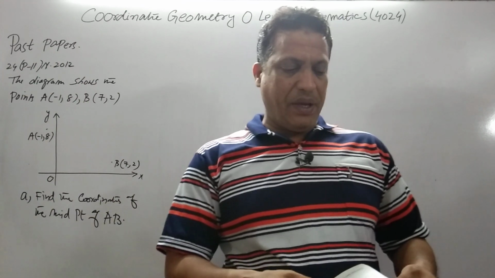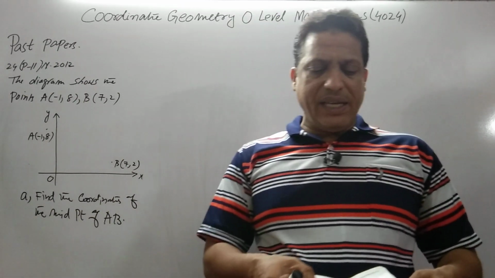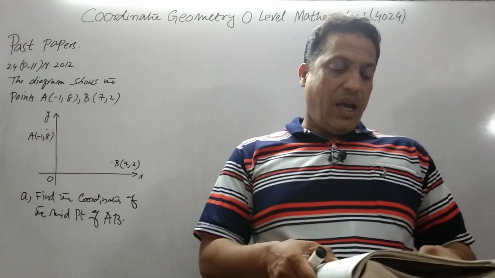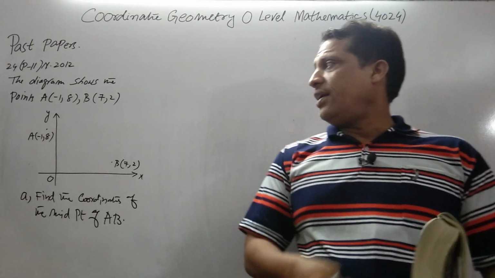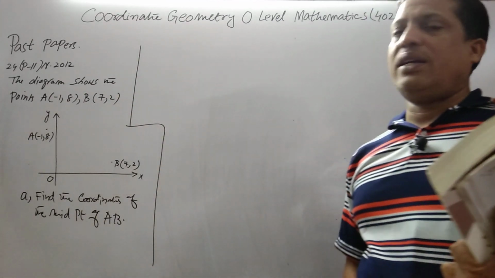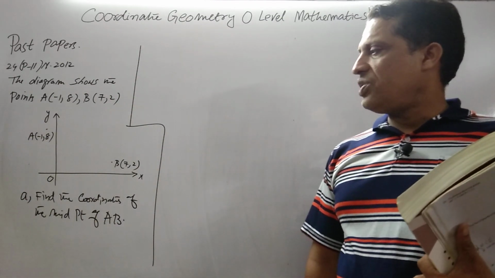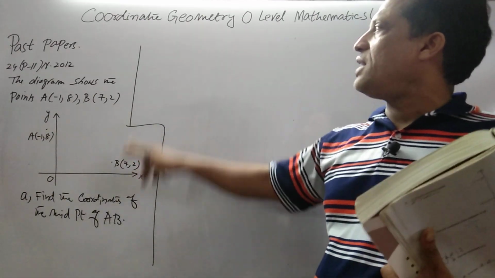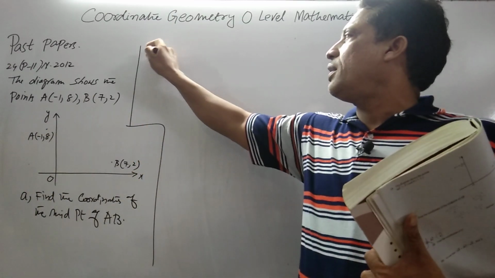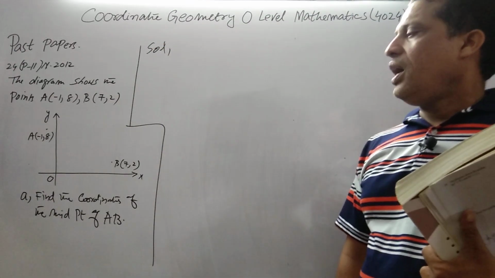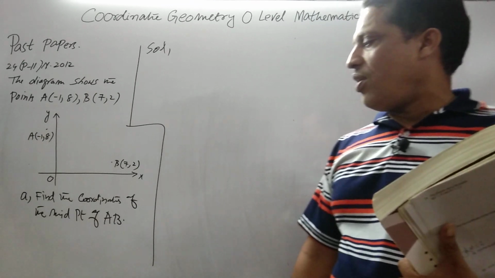Student, there are 2 parts in this question, part A and part B. But student, part B is related to another O-level topic, vectors, and we didn't start vectors yet, so we have to do only part A, because part A is related to our topic, and part B is related to vectors. Okay, find the coordinates of the midpoint of AB.